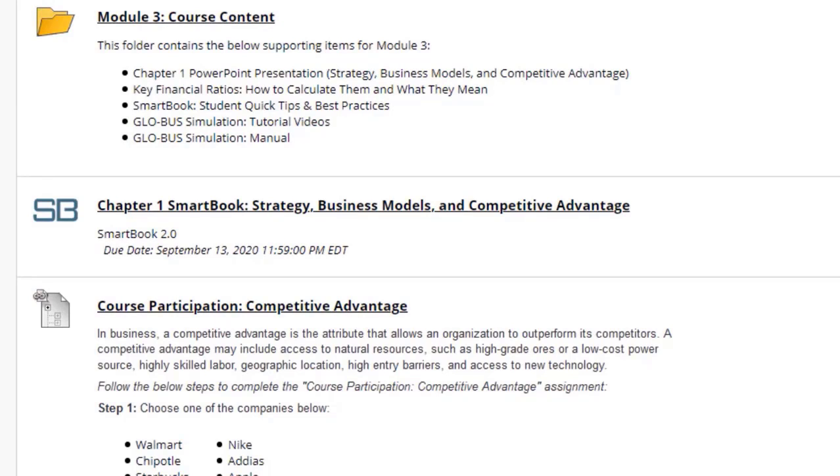We're now introducing the textbook to you this week. Review the Chapter 1 PowerPoint presentation. I have key financial ratios for you to review, information about the smart book that you'll be utilizing throughout the course for the e-text, and the Globus simulation information. Again, continue reviewing that as well.